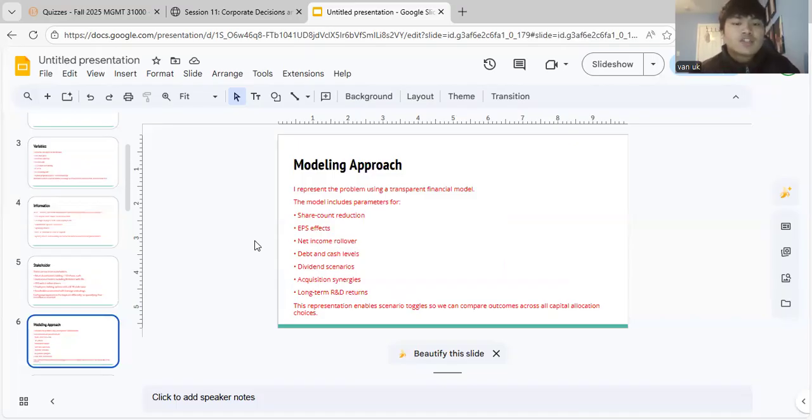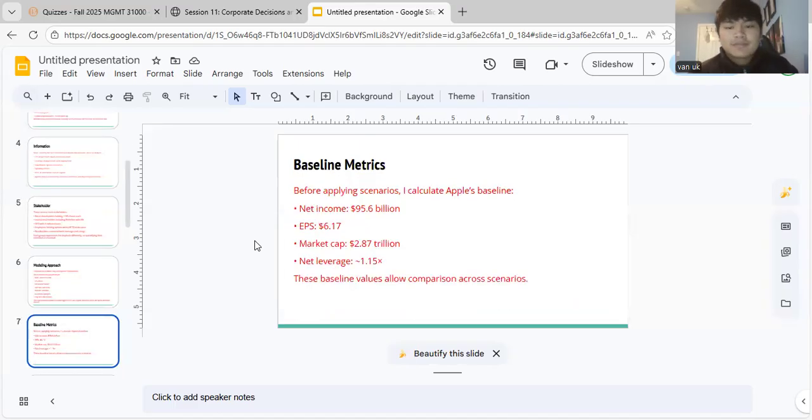So the approach that I took is that the model includes parameters for share count reduction, EPS effects, net income rollover, debt and cash levels, dividend scenarios, acquisition synergies, and long-term R&D returns, and this enables scenario toggles so we can compare outcomes across all capital allocation choices.